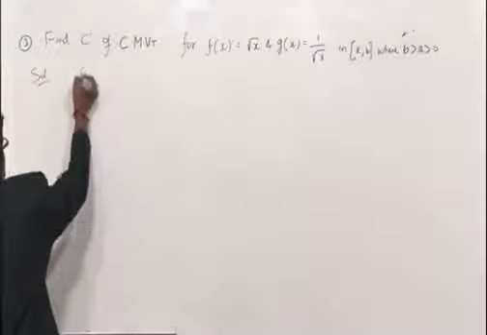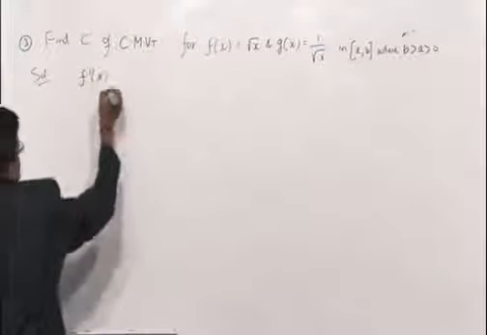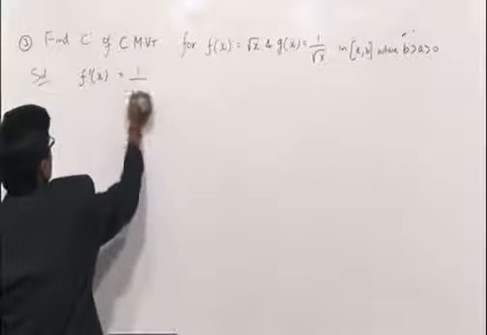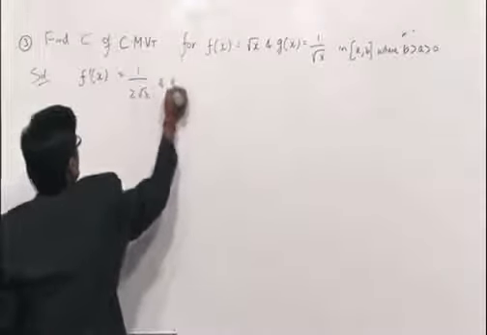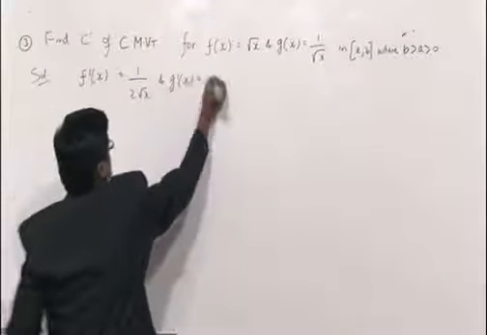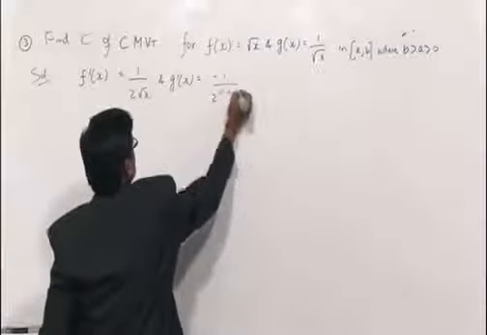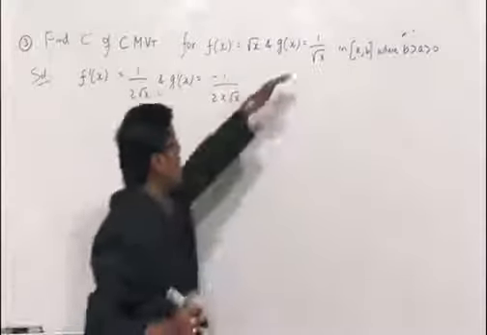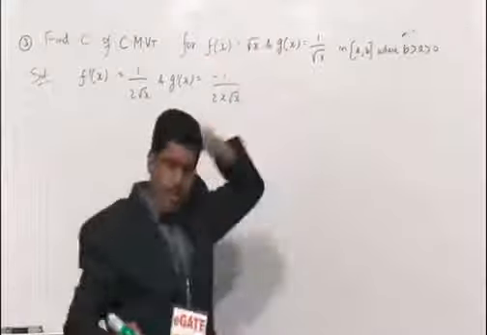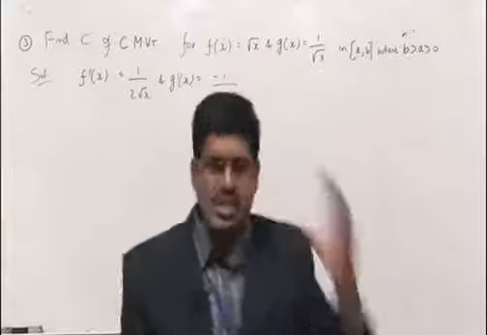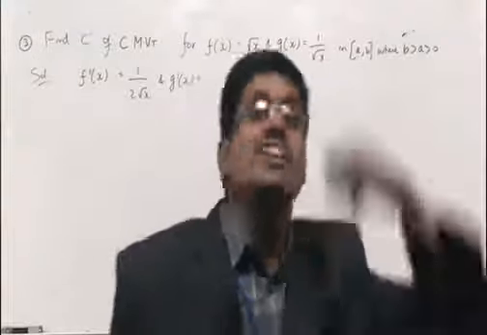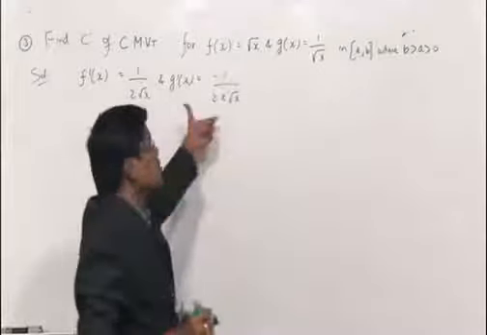So I am going directly to finding f'(x). f'(x), the derivative of √x, is 1/(2√x), and g'(x) is −1/(2x√x). Just convert these into x^n form first. The derivative of x^n is n·x^(n−1). Simplify, and you will get these two expressions.